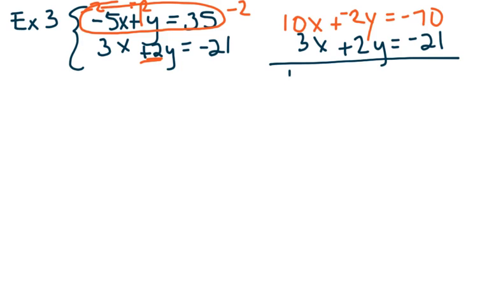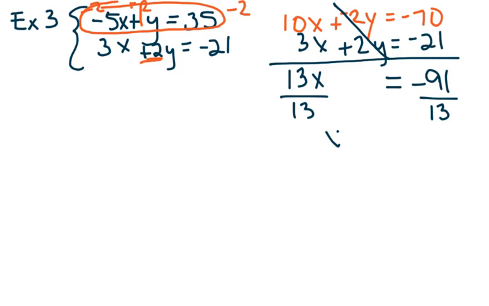When I add these, I get 13x. Negative 2y plus 2y cancels out, so that's why we call it elimination. And over here I get negative 91. Divide both sides by 13, and we get x equals negative 7.